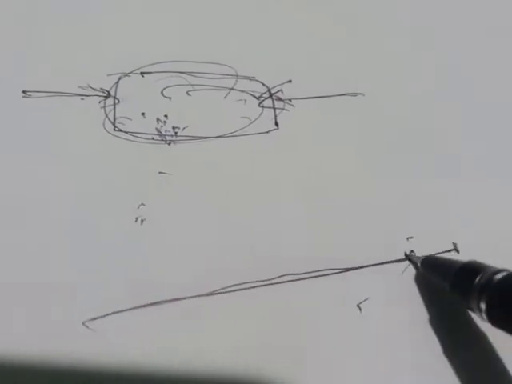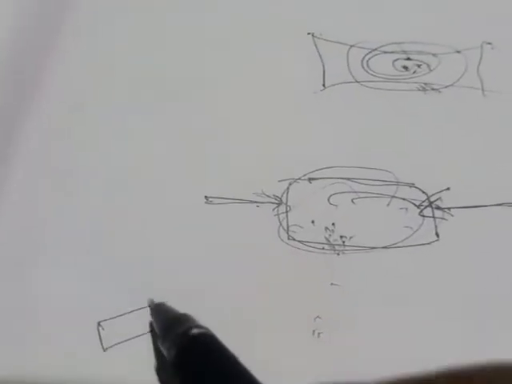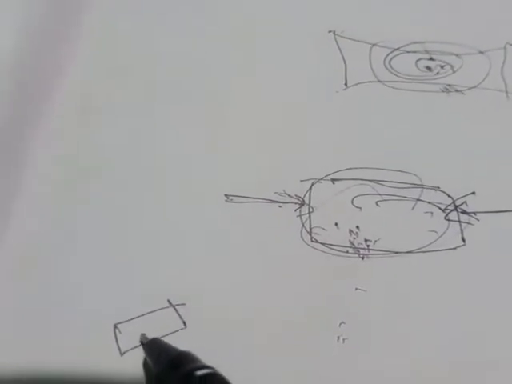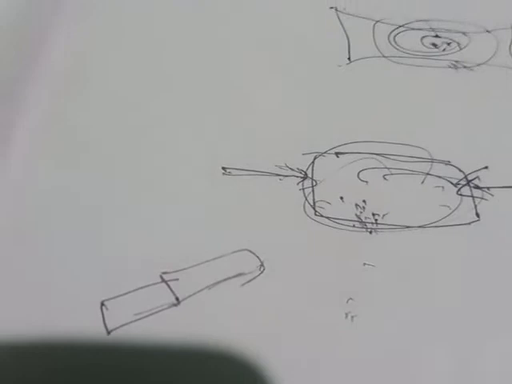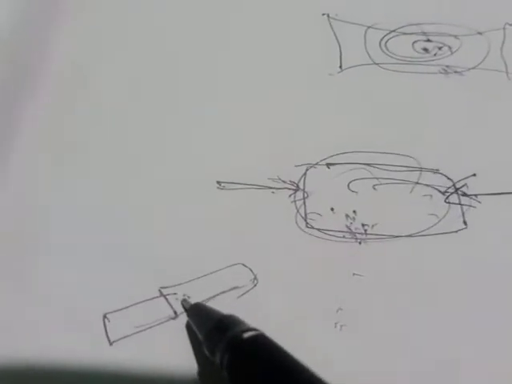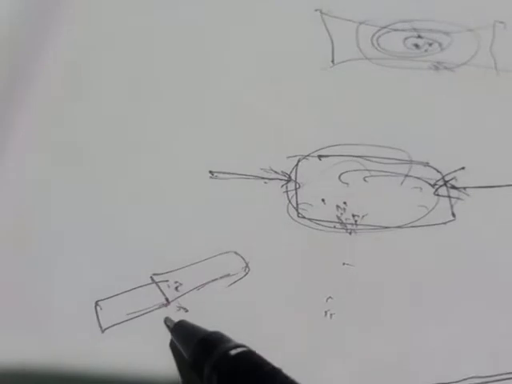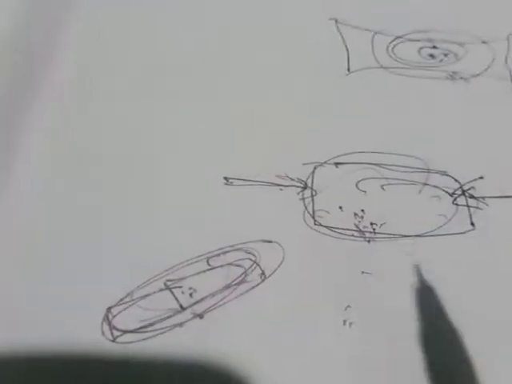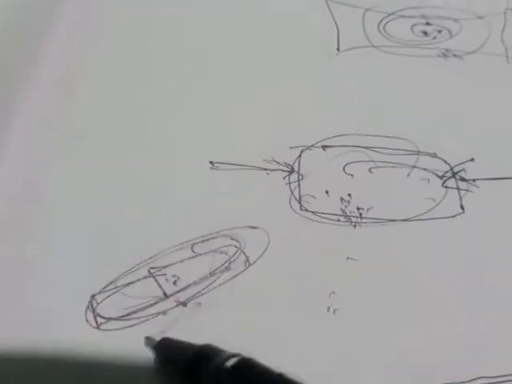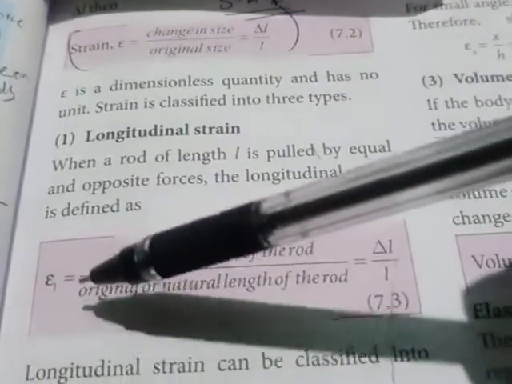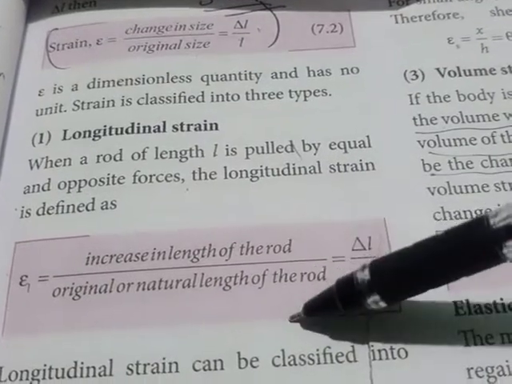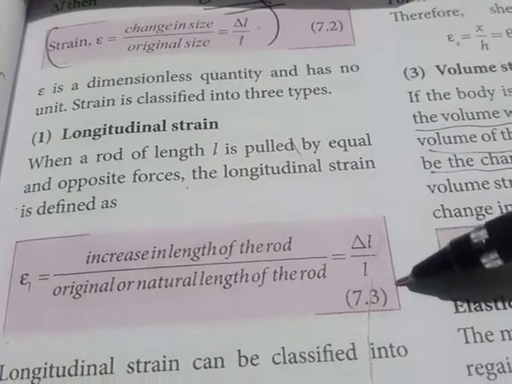When you are making a knife and so on, we give a small plate and they beat this object, and its size will increase. Now there is an increase in the length of this rod while making the knife. During this time one strain is produced, and that is what we call longitudinal strain. The formula is epsilon L is equal to increase in length of the rod divided by natural length of the rod, delta L by L.